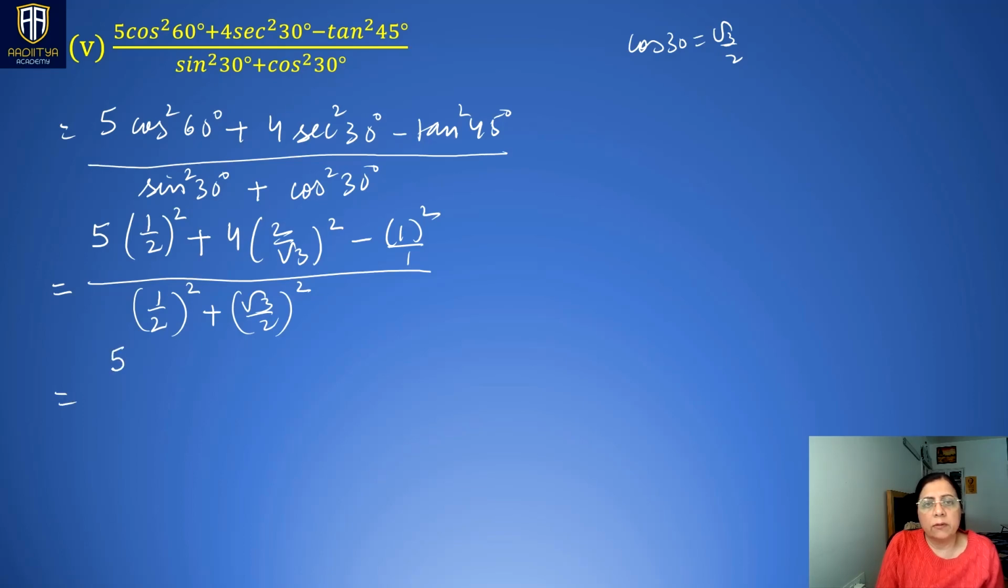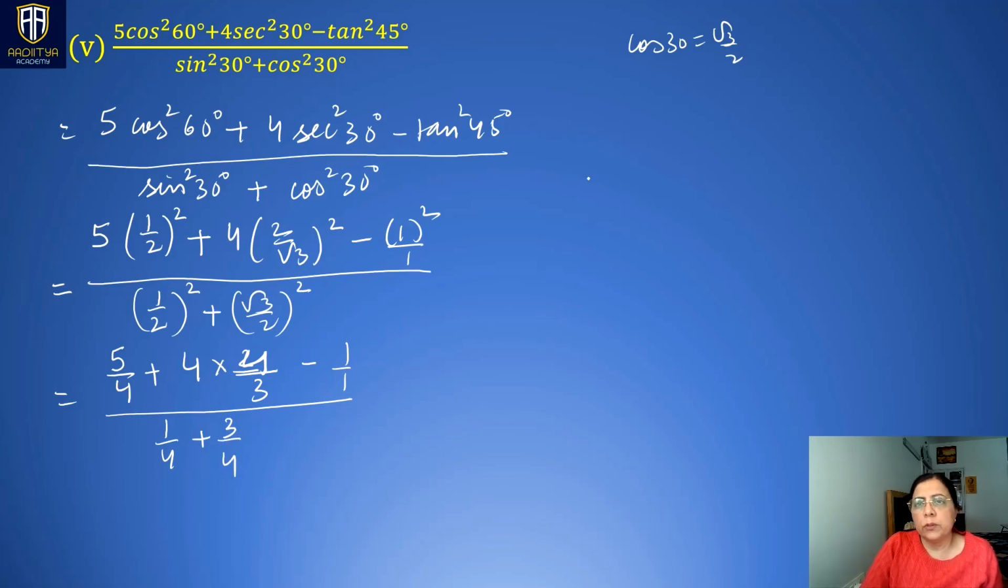Now we simplify, we have 5 divided by 4. 4 multiplied by 4, root 3 square is 3. Then we have 1 over 1. In the denominator we have 1 upon 4, root 3 square is 3 by 4. Now we simplify this. So in the numerator we have 16 by 3. So LCM becomes 12. 12 divided by 4 is 3. 3 multiplied by 5 is 15.